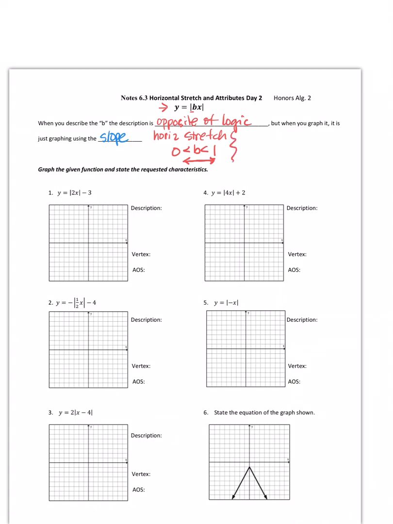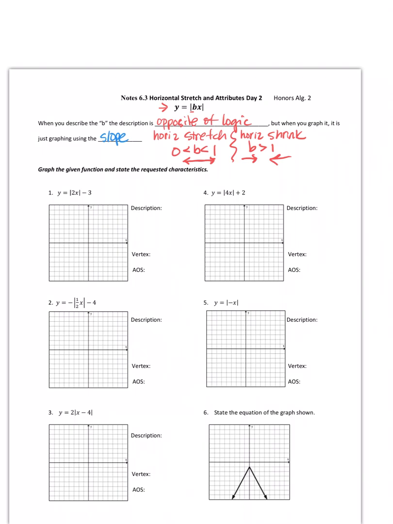So vice versa, the horizontal shrink is when that b value is greater than 1. And when I say horizontally shrinking, it's pushing it in like this. And I'll show you how to graph this. It's not going to be that bad. So let's try this out in a couple questions.